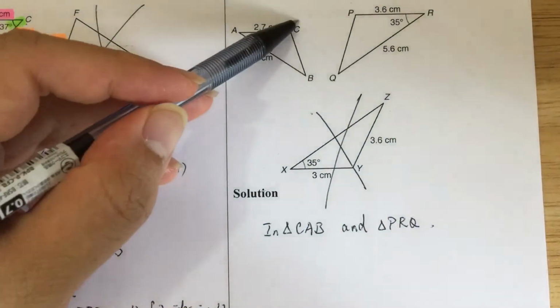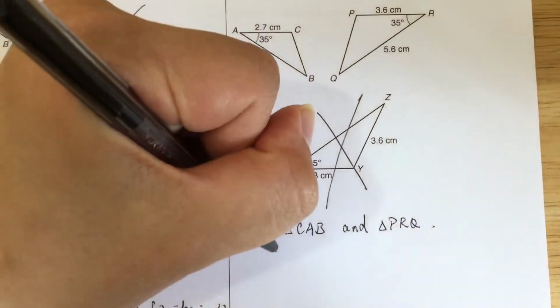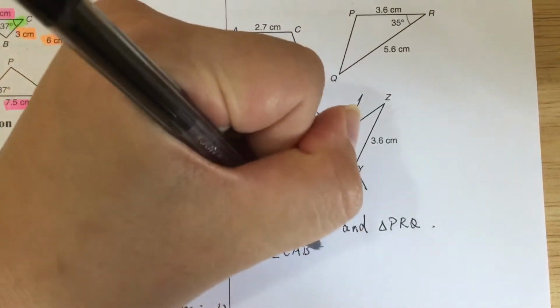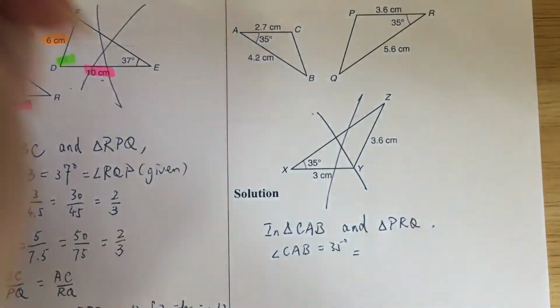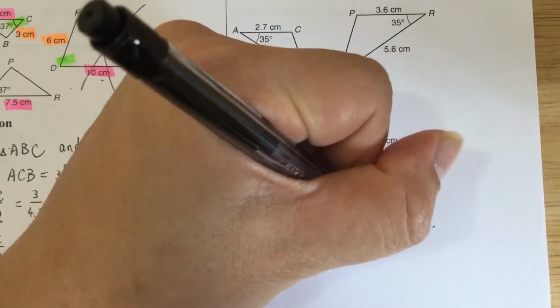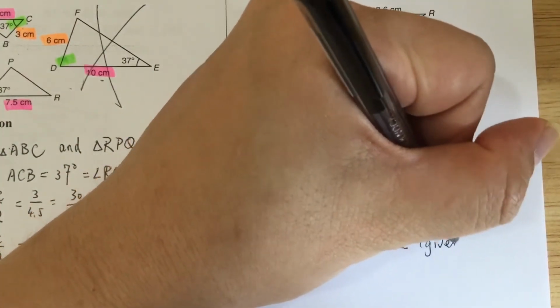So first of all, let us write down the angle first. Angle CAB is equal to 35 degrees, equal to angle PRQ. This one is given. Okay, we have this one.